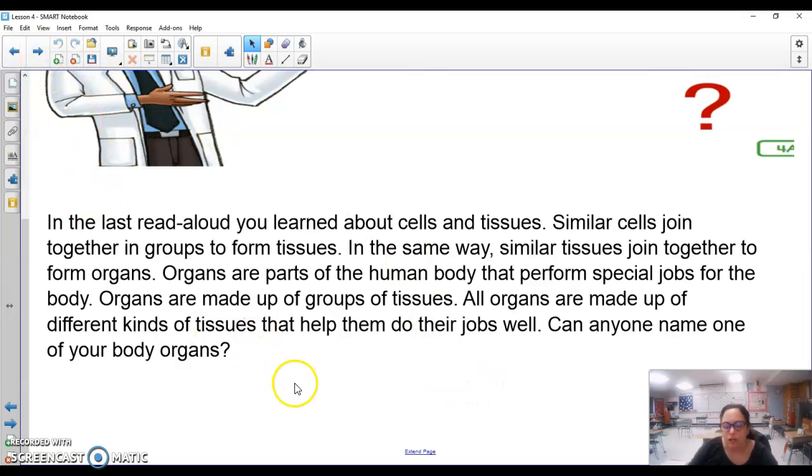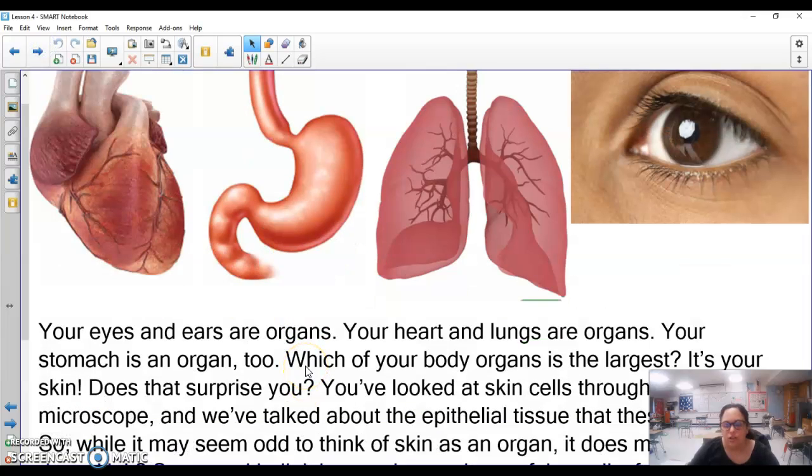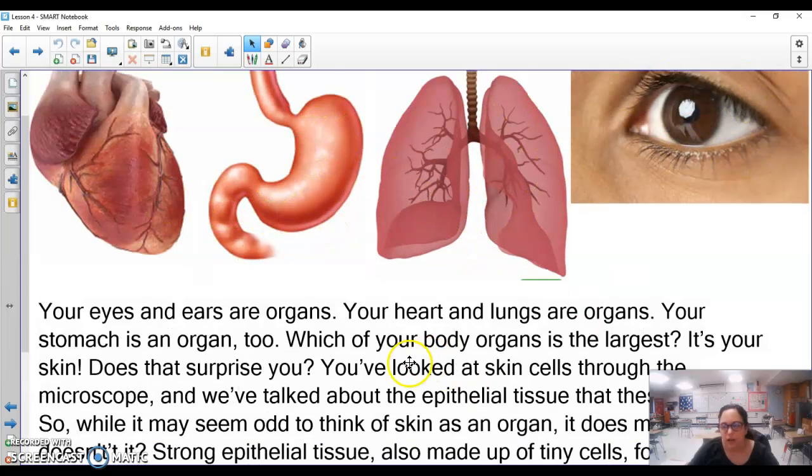Like your heart, your liver, your spleen, your stomach. Your eyes and ears are organs. Your heart and lungs are organs. Your stomach is an organ too. So here's your heart, here's your stomach, here are the lungs, and these are your eyes.